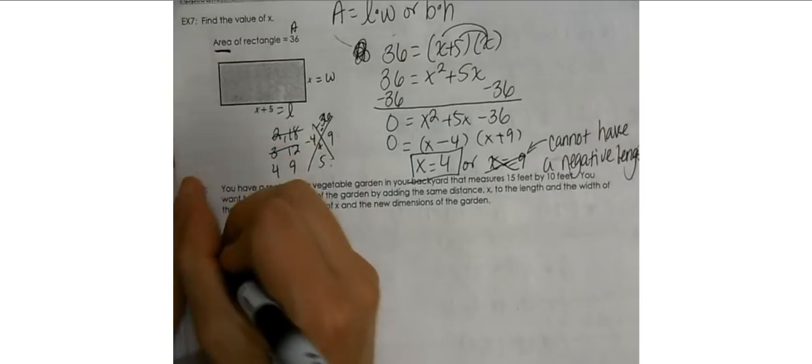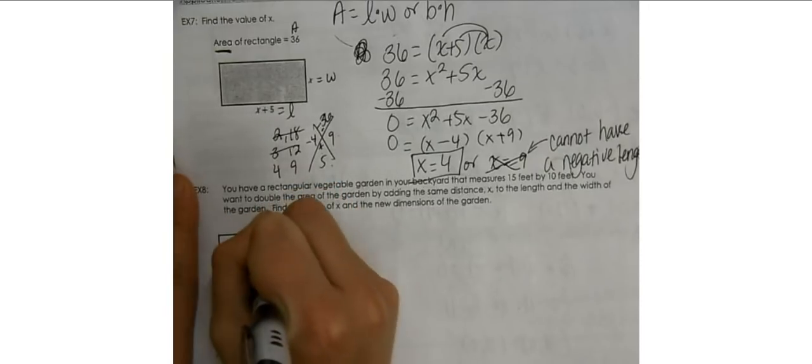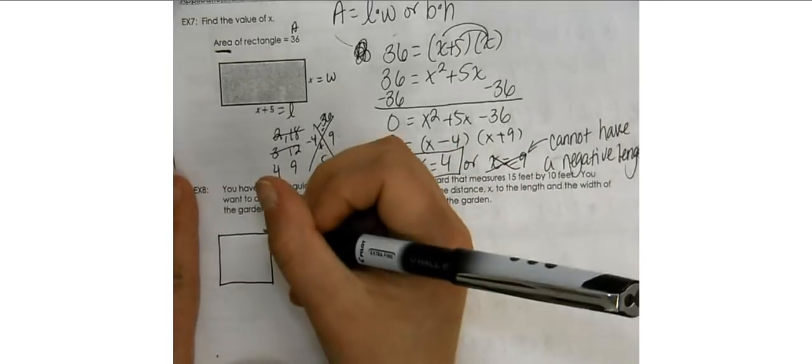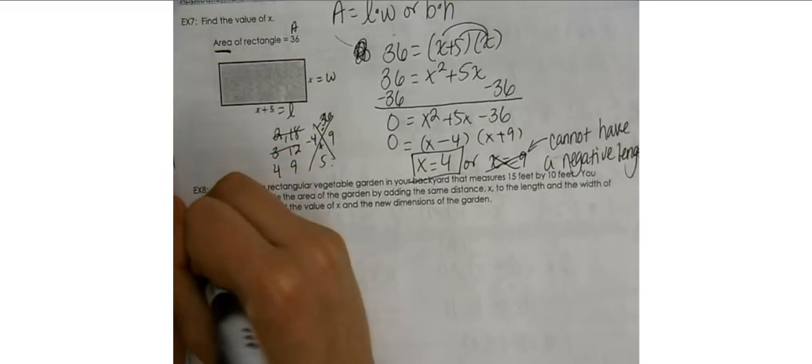Well, this problem is really tough without a visual, without a picture. So what I would recommend that you do is draw a quick sketch of what's going on here. One side of this is going to be 10 feet, one side is going to be 15 feet, and this is our original garden. And what we want to do is double the area.